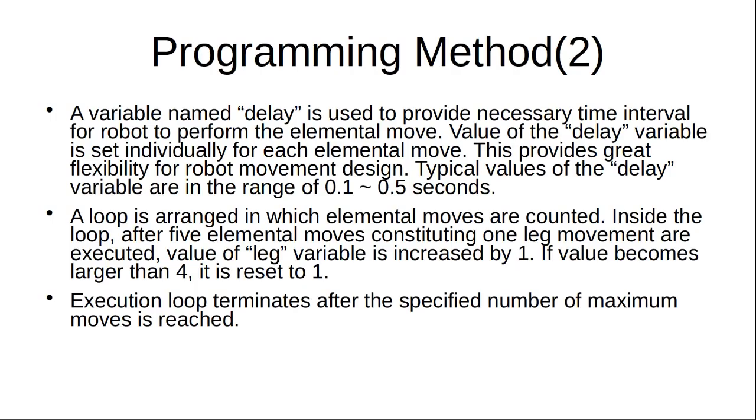A loop is arranged in which elemental moves are counted. Inside the loop, after 5 elemental moves constituting one leg movement are executed, value of leg variable is increased by 1. If value becomes larger than 4, it is reset to 1. Execution loop terminates after the specified number of maximum moves is reached.